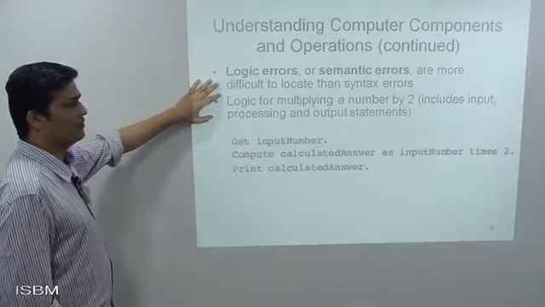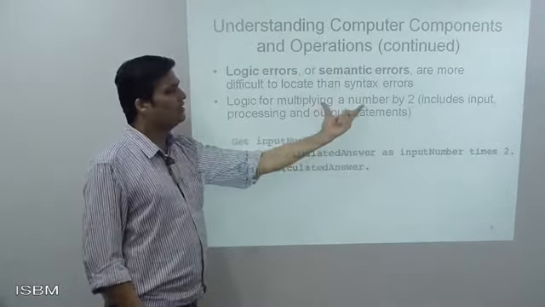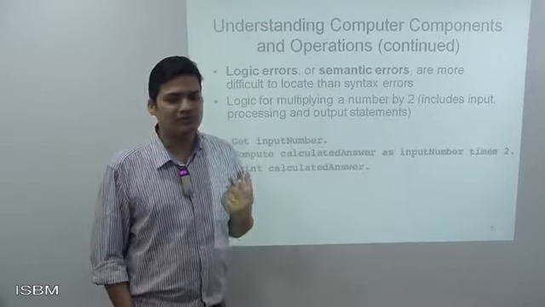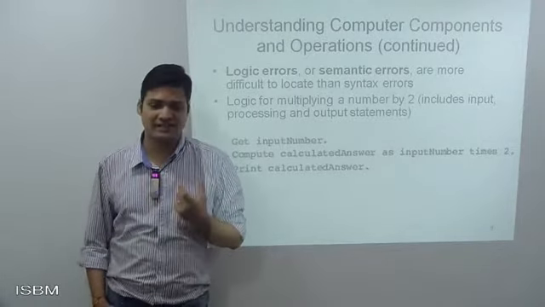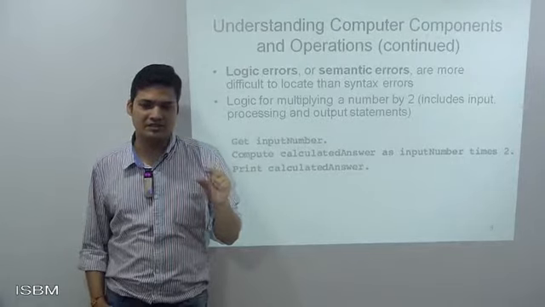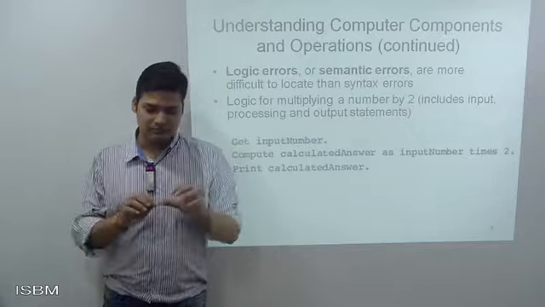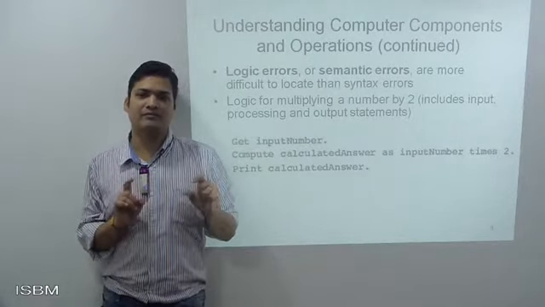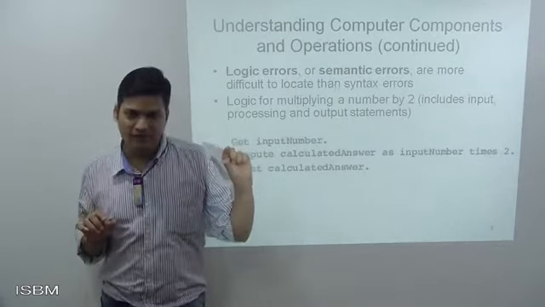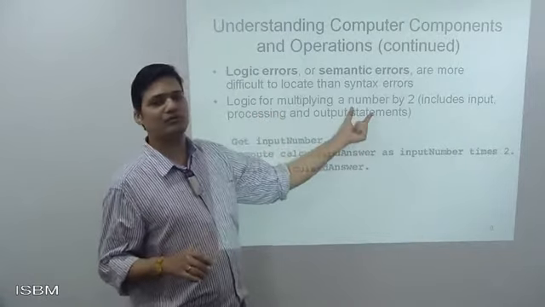Logic for multiplying a number by 2 includes input, processing and output statements. When you write logic for multiplying 2 numbers, like in a calculator, suppose in a calculator some logic has been written in the chip itself, because in the calculator there is a chip, and in the chip there is obviously software they have used. So when you're multiplying, suppose 10 into 10, at the time of multiplying, when you input the numbers, the first number you input is 10, and the second number also you put is 10.